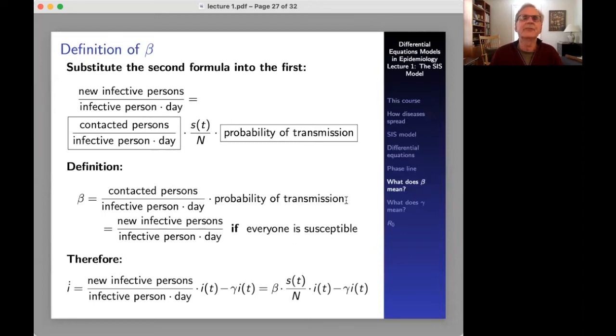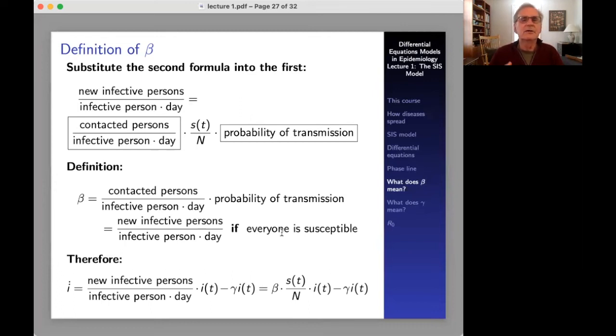That's what it is. Now, another way of thinking of that is that's what new infective persons per infective person per day would be if the entire population were susceptible, if S was N, this would cancel. So beta is the new infective persons per infective person per day, provided everyone is susceptible. It's the number of people an infective infects every day, right at the beginning of an epidemic when everyone in the population is susceptible.